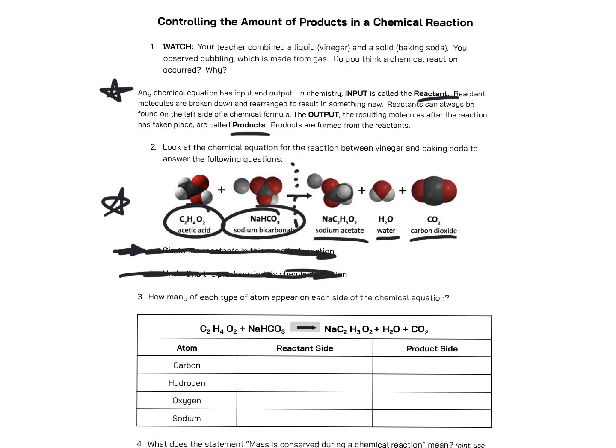Okay. How many of each type of atom appear on each side of the chemical equation? One thing I want to quickly go over is that carbon, hydrogen, oxygen, and sodium have symbols that represent those elements. For carbon, it's going to be C. Hydrogen, it's going to be H. Oxygen, it's going to be O. And sodium, it's going to be Na. What we're going to want to do is count on the reactant side, on this side here, how many of each of those there are, and then we'll do the same for the product side.